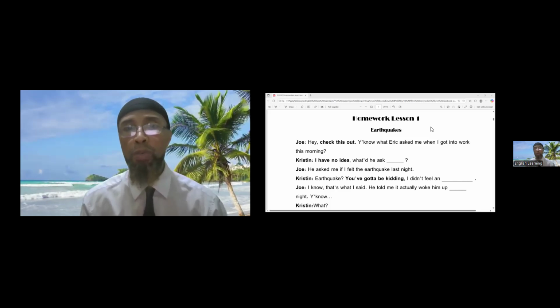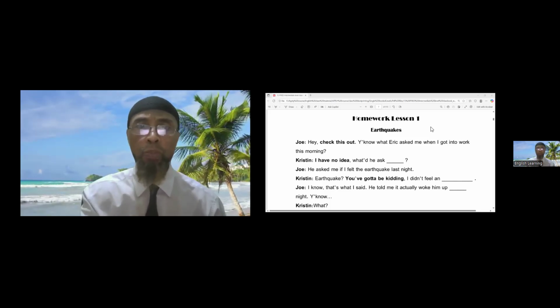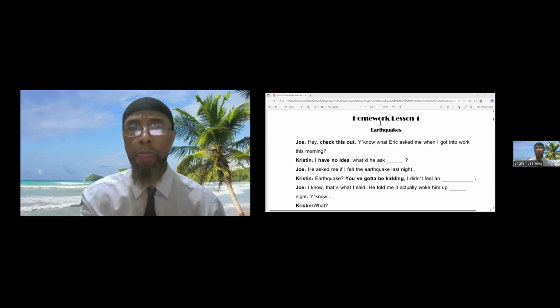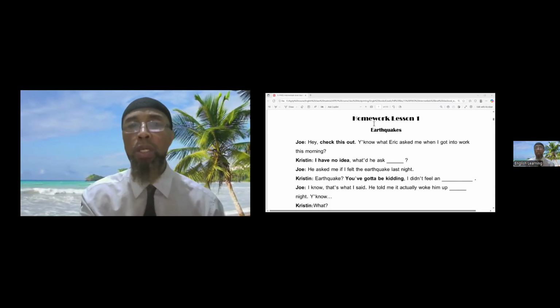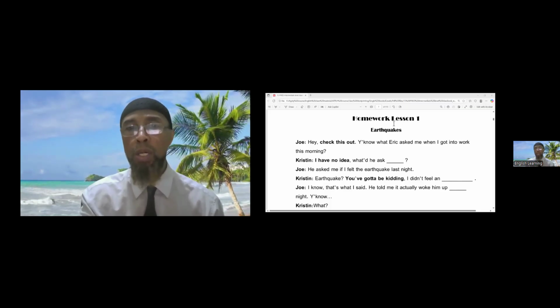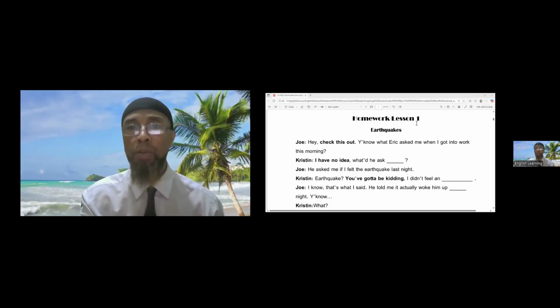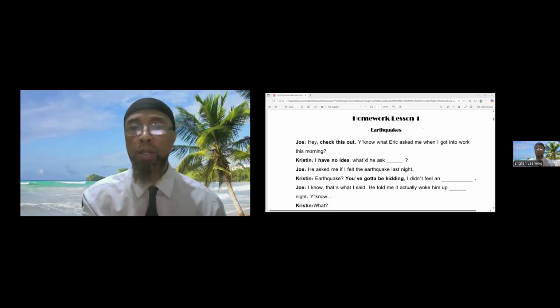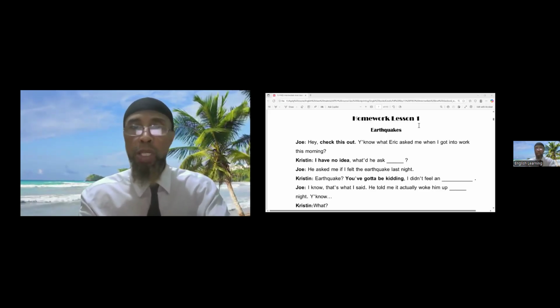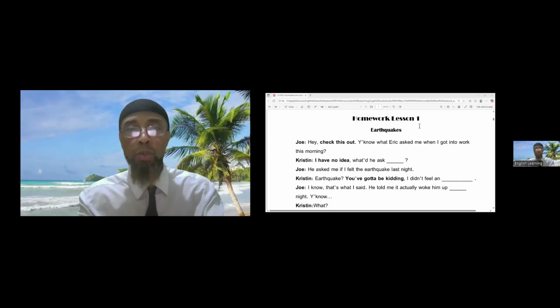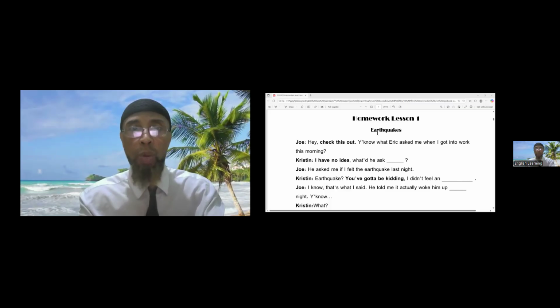So the first part of the homework you'll see in the book here where it says homework lesson one. In every lesson, there is homework. In every homework, you'll find the basic structure the same, other than the changing of the audios and the videos. Those things change, but the basic structure is the same. So if I explain how to do lesson one homework, you should know how to do the homework for every lesson. You'll see here, this says earthquakes.